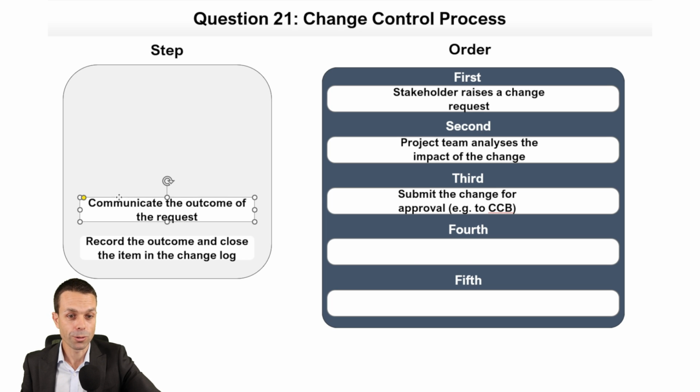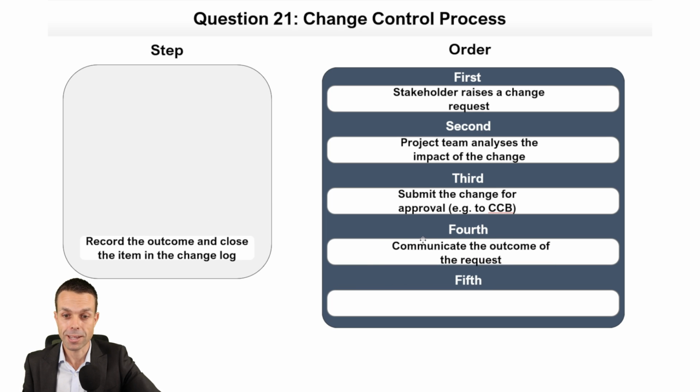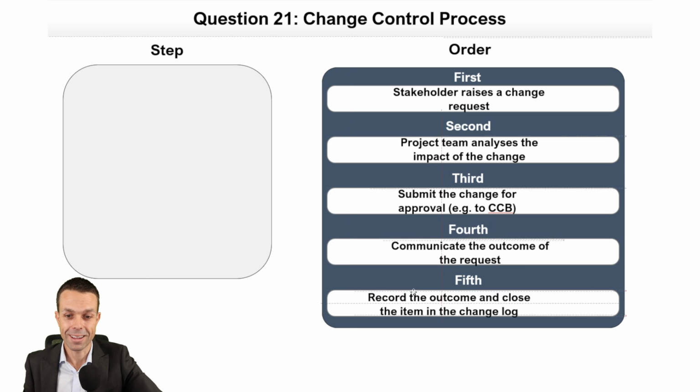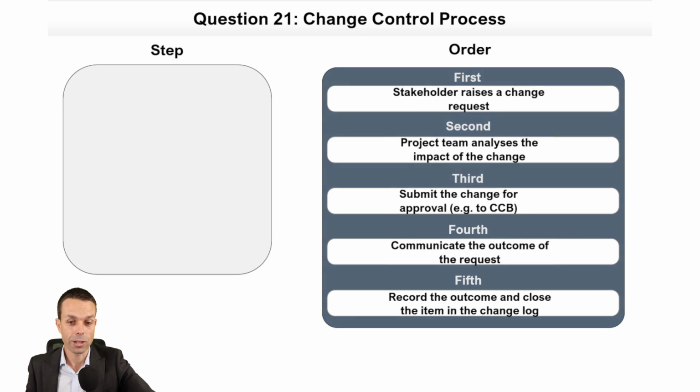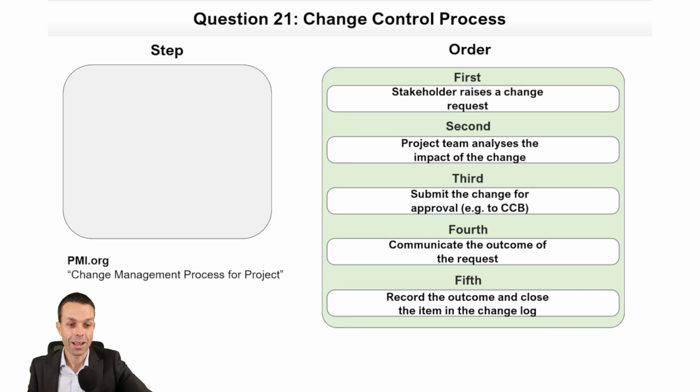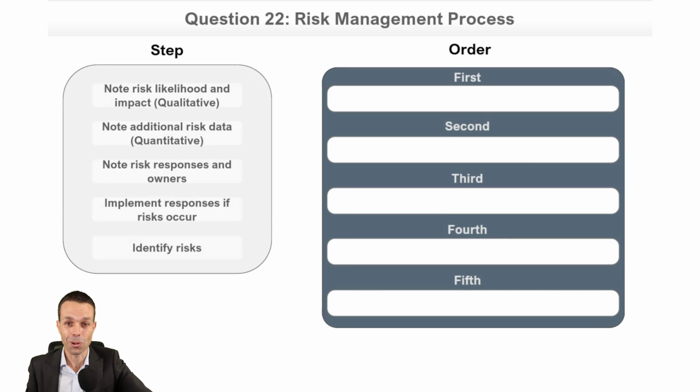Then we're going to communicate the outcome to the stakeholders. So was it approved, was it denied, or was it deferred? And then at the end, record the outcome and close that item in the change log. So it's all closed off. Let's quickly check. There we go. Under PMI, we can go to change management process for a project directly from PMI. So that's a wonderful way, and a bit of a tricky one to kick off. That's our change control process.